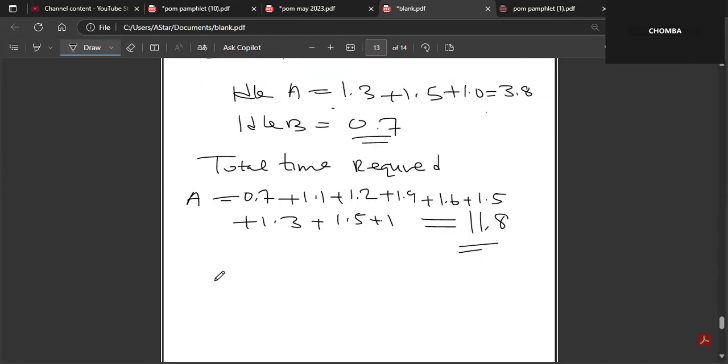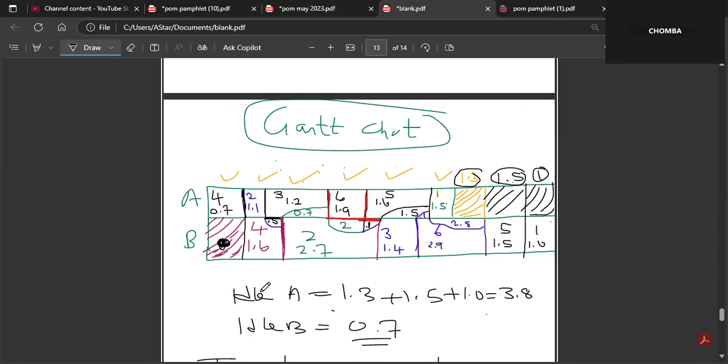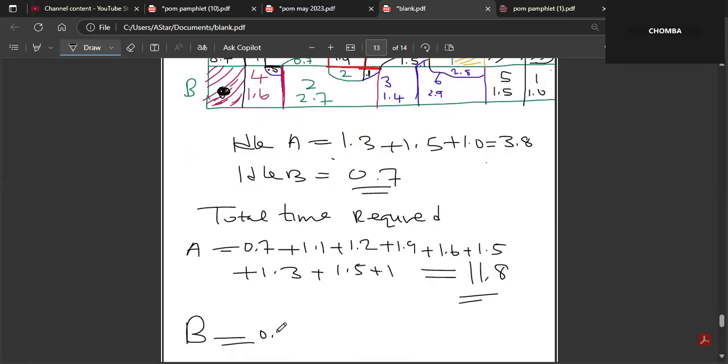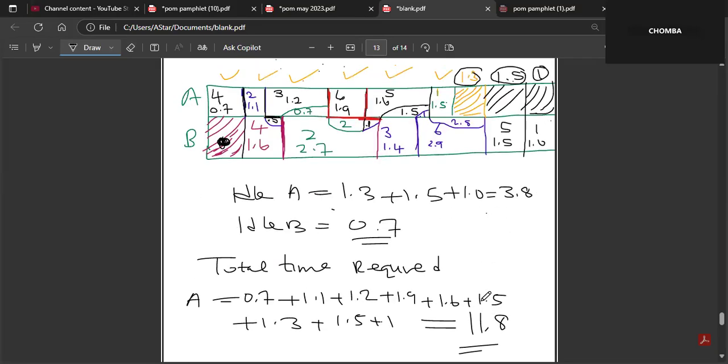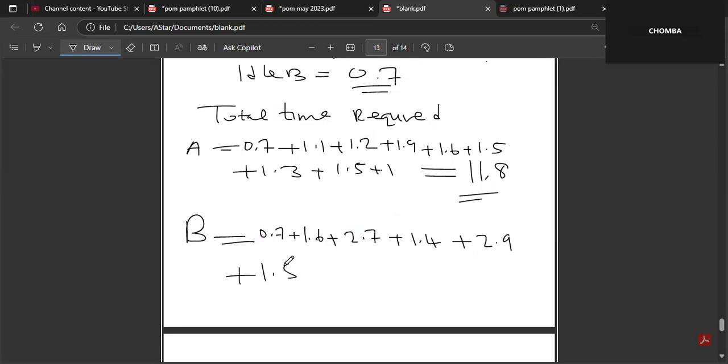Are we together? Even similarly for B, use 0.7, it will give you the same answer, plus 1.6 plus 2.7 plus 1.4 plus 2.9 plus 1.5 plus 1. Give me the answer for this one. So these are ours. So the total time required should give us what? Add for me this one. What are we getting? I'll give you 2 minutes to add.